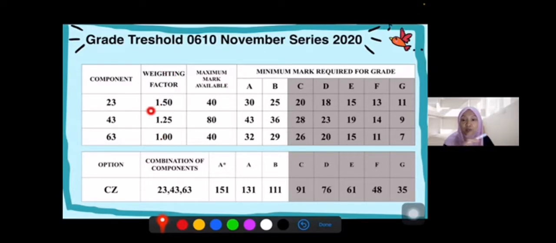Weighting factor ni you boleh pakai untuk syllabus 0620 chemistry and also 0625 physics. Untuk sciences, weighting factor sama untuk setiap paper, setiap komponen. It's just that physics dia lain sikit. Diorang punya variant adalah variant 2.